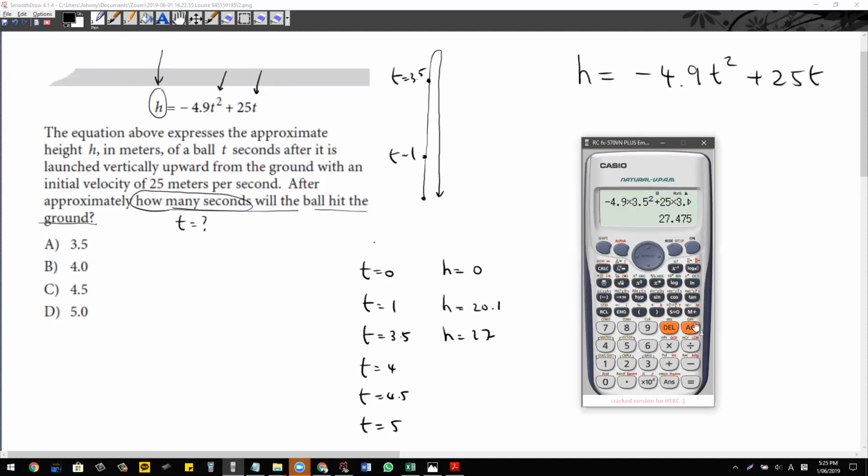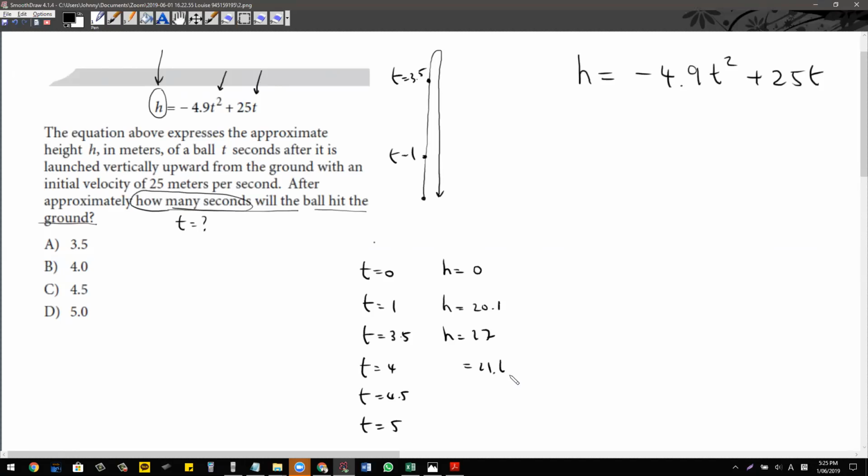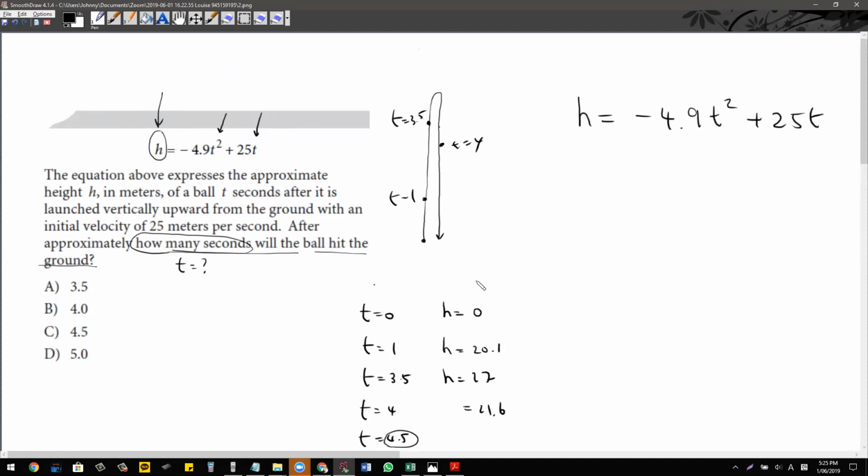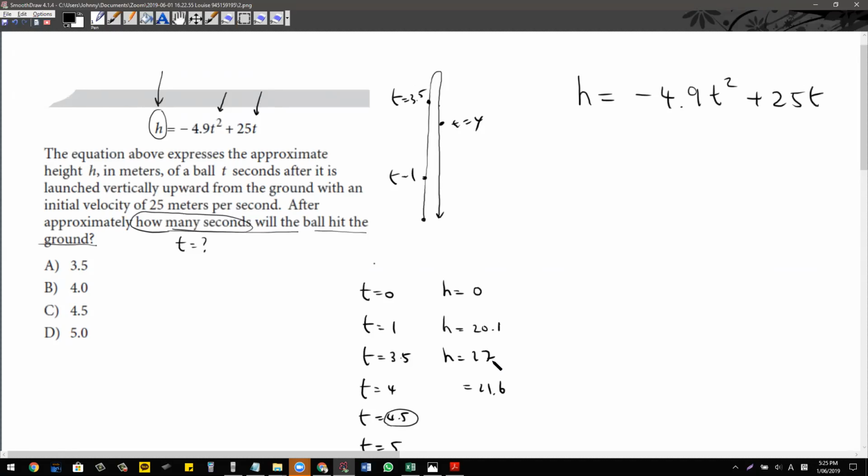Let's plug in 4. So we get negative 4.9 times the answer squared, plus 25 times the answer. The answer is 4, and that gives you 21.6. And as you can see, it's falling, right? Wait, sorry, how do you know that it's falling at 4? Oh, because it went to 27, and then it's 21.6.